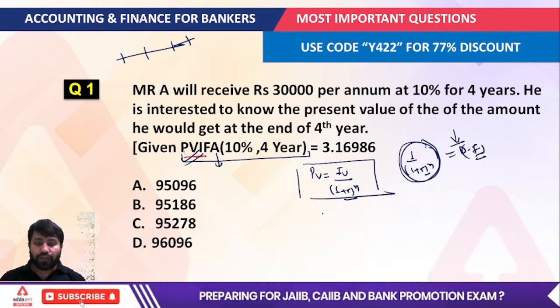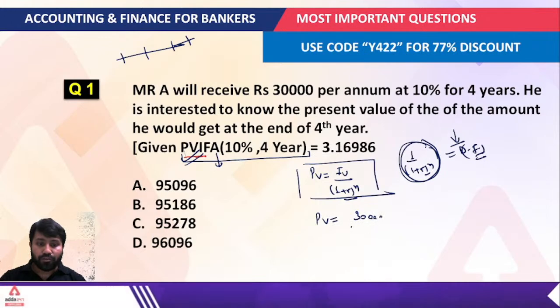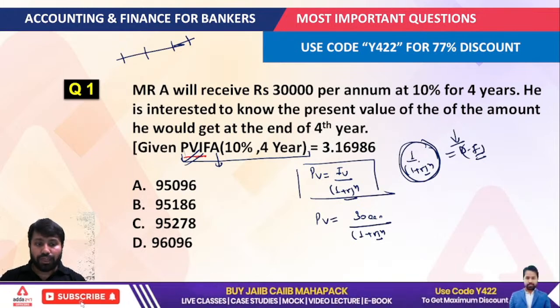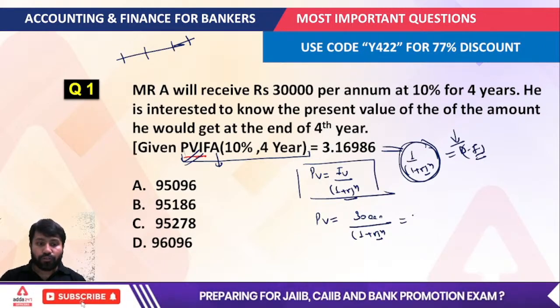Okay, so now if I have to calculate the value here, we know that the present value should be equal to your future cash inflow, that is 30,000, divided by (1 plus r) to the power n. But you know that the value of 1 divided by (1 plus r) to the power n is actually given in the question. So how to calculate this?